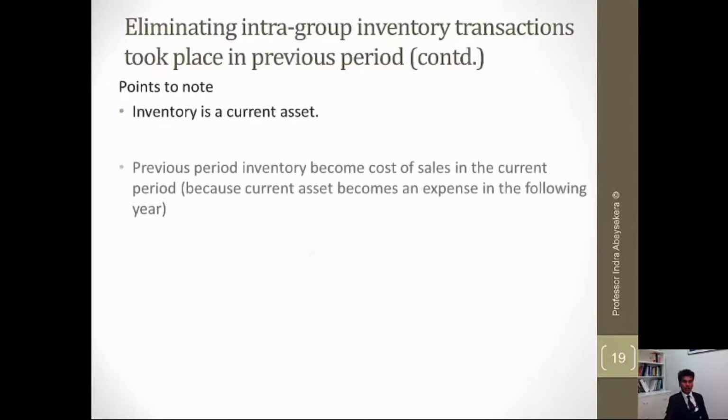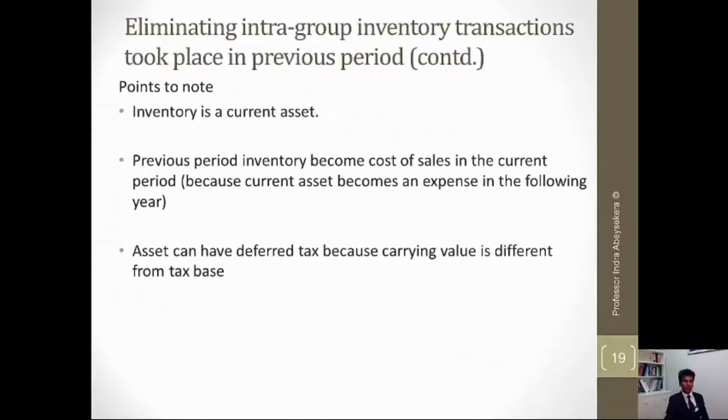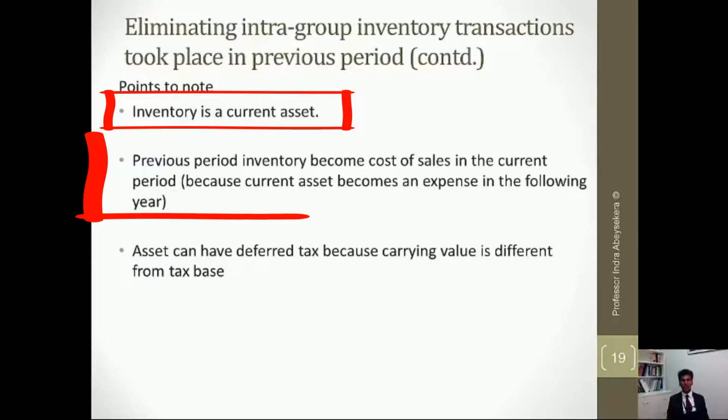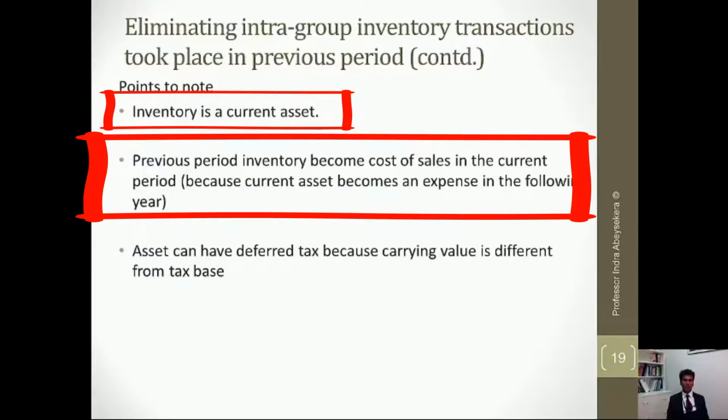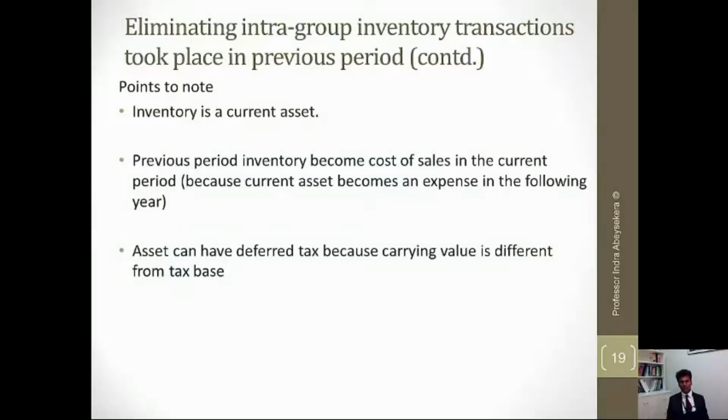There are 3 points to note. One is inventory is a current asset. So the previous period inventory becomes cost of goods sold in the current period, because inventory is a current asset, and a current asset becomes an expense that gets settled in the current period.